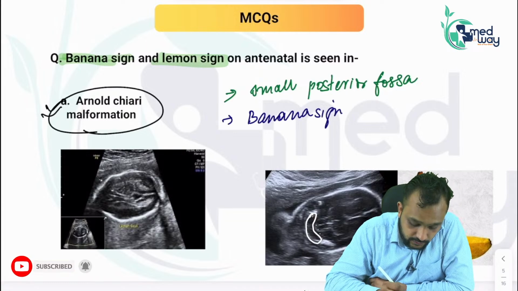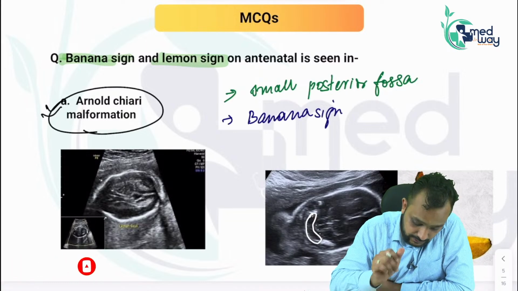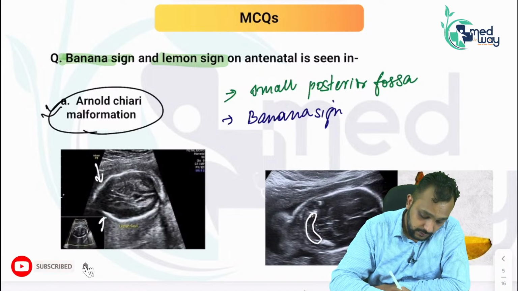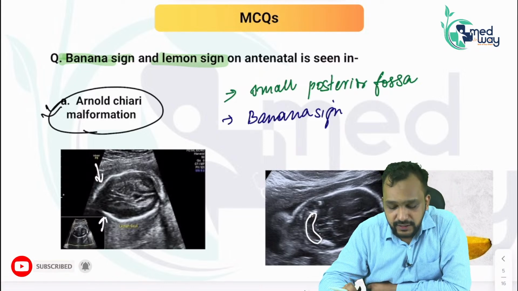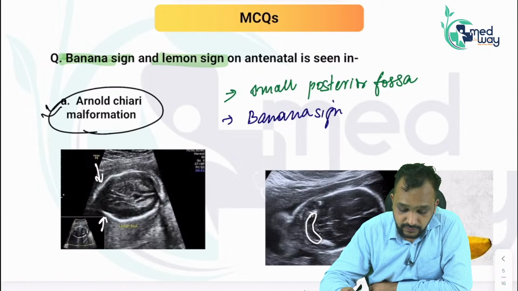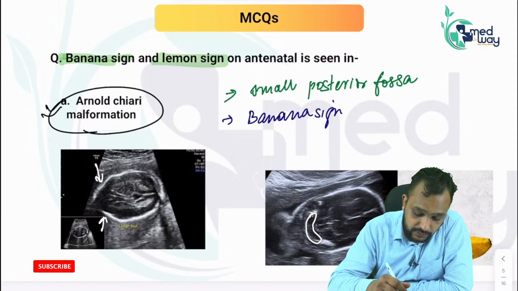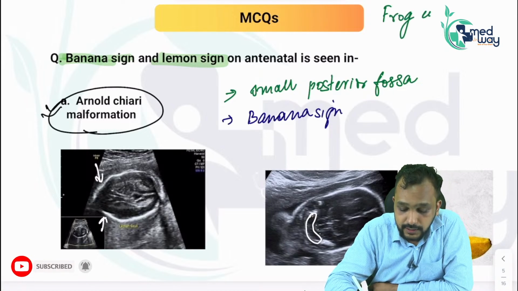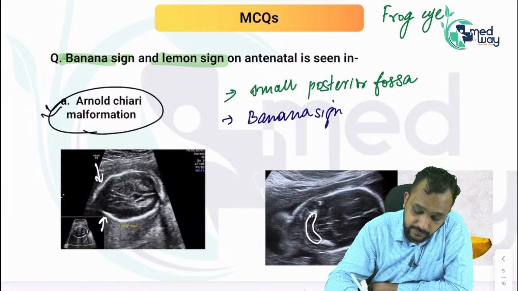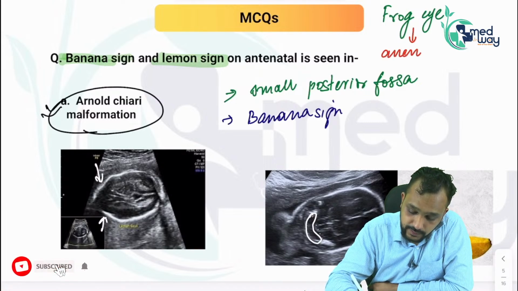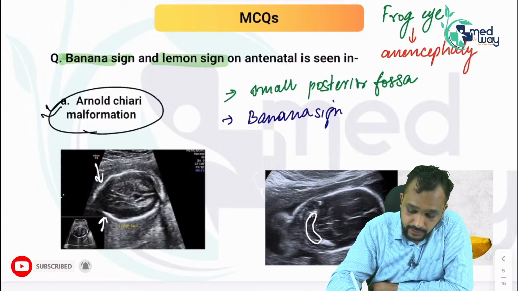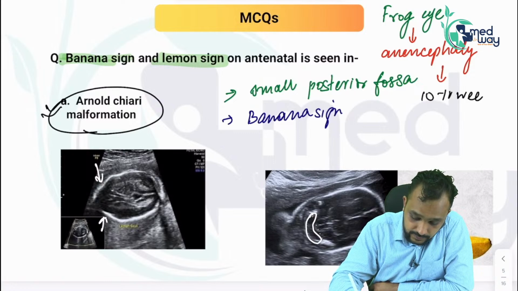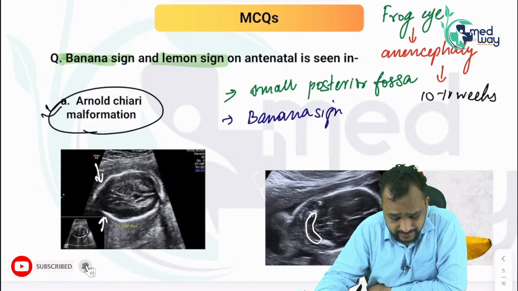And in lemon sign, okay, the shape of the skull is that of a lemon because of the indentation of the frontal bones. The shape of the skull is that of a lemon, right? So, important fruit signs. Another, if I talk about antenatal scans, frog eye sign is also very frequently asked. So we should all know frog eye sign is seen in patients with anencephaly. Then a question is asked: anencephaly is best diagnosed between 10 to 11 weeks, right? It is diagnosed as early as that, right?